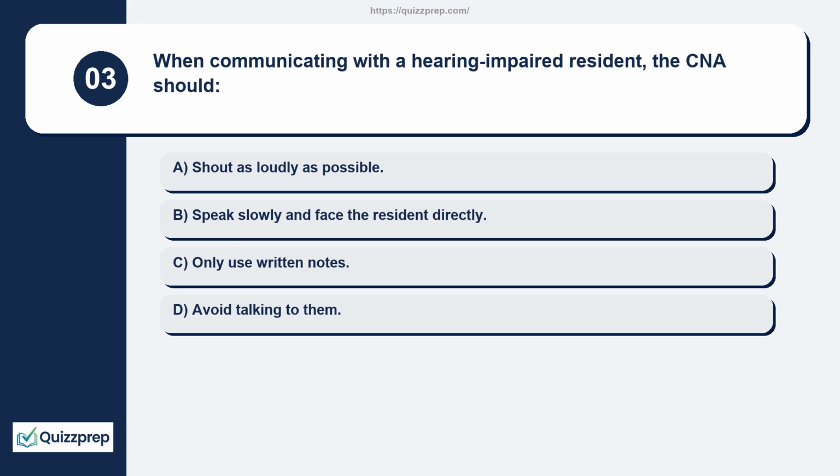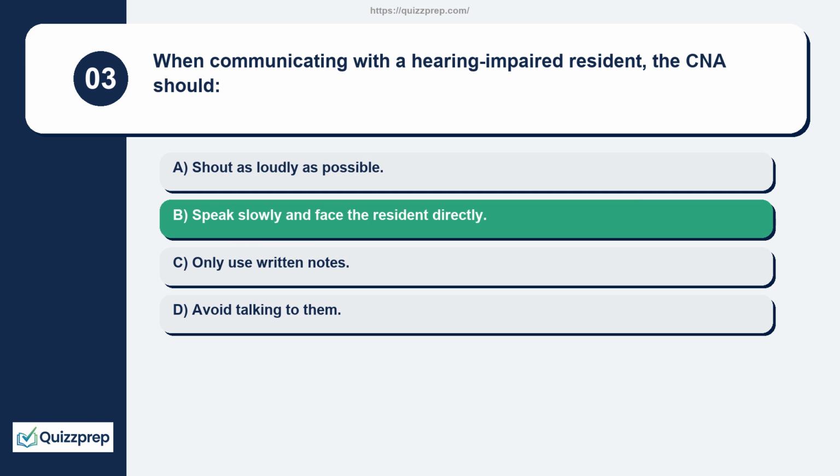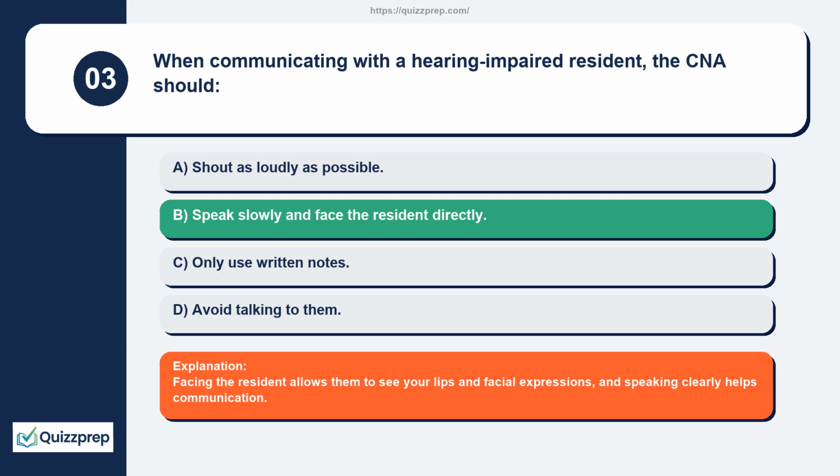Question 3. When communicating with a hearing-impaired resident, the CNA should shout as loudly as possible, speak slowly and face the resident directly. Only use written notes. Avoid talking to them. Facing the resident allows them to see your lips and facial expressions, and speaking clearly helps communication.